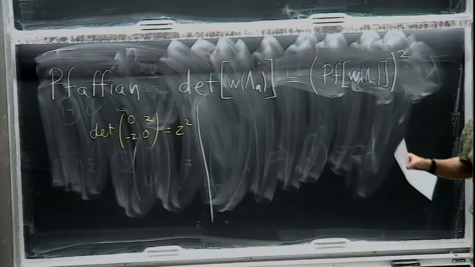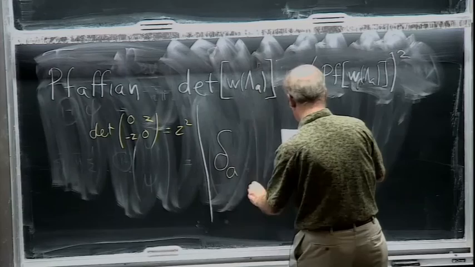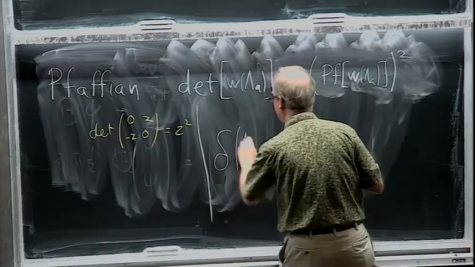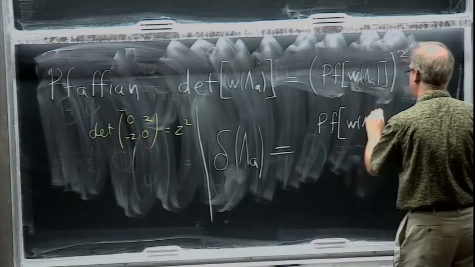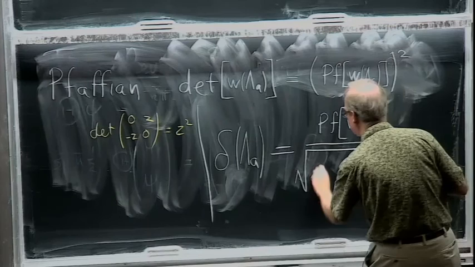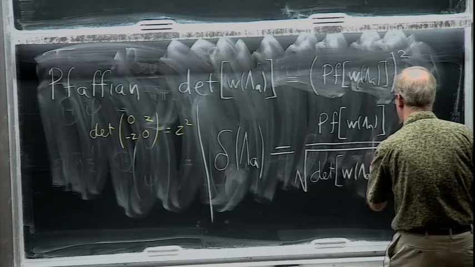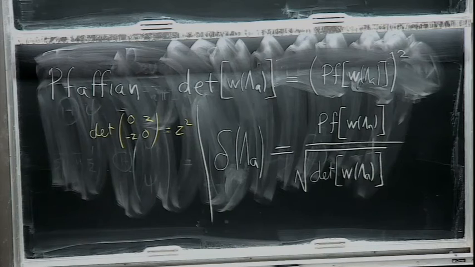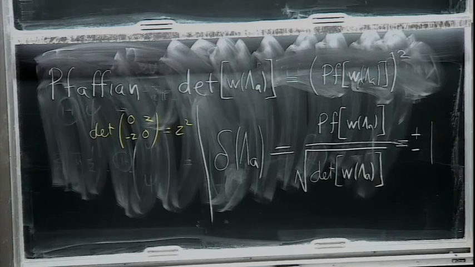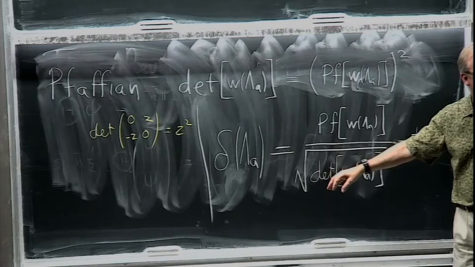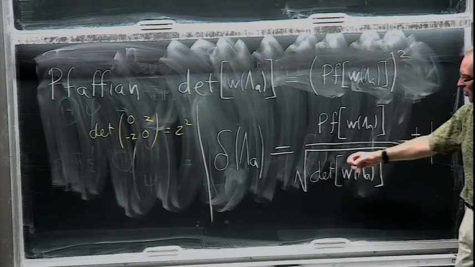we can define a quantity, which I'm going to call delta of lambda A, which is equal to the Pfaffian divided by the square root of the determinant. Your first thought is that that's completely stupid, because this has got to be equal to plus or minus 1. When I take the square root, I can choose whichever sign I want, and that will change what sign I get. So this is completely ill-defined given the square root ambiguity.